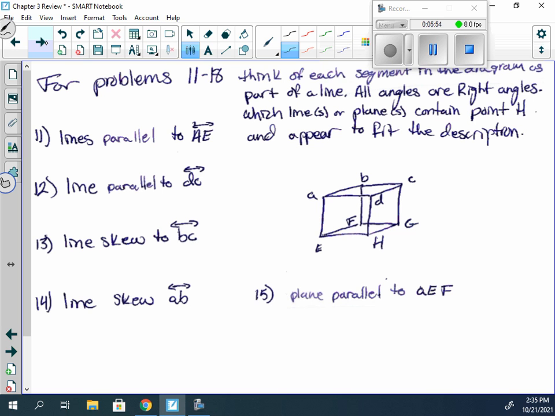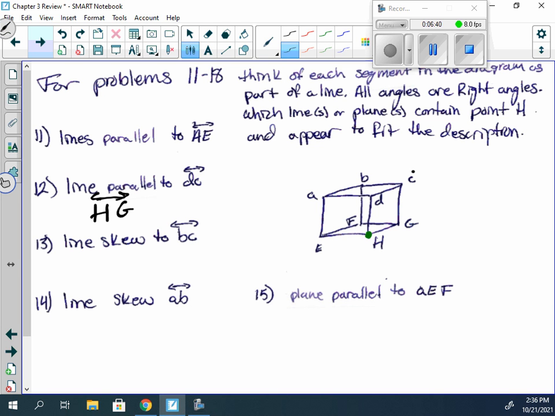Think of each segment in the diagram as part of a line. All angles are right angles. Which lines or planes contain the point H and appear to fit the description? So we can look at problem number 12, line parallel to DC, HG. Yes. Because if it's parallel, it needs to be contained within the same plane. So contained in the same plane would either be here or here, but since everything needs to contain point H, we would use HG.